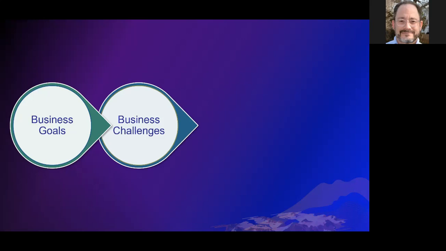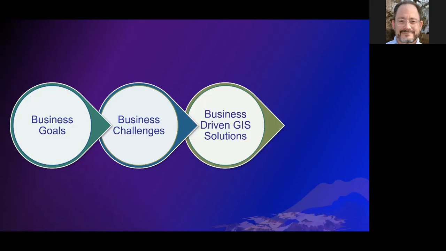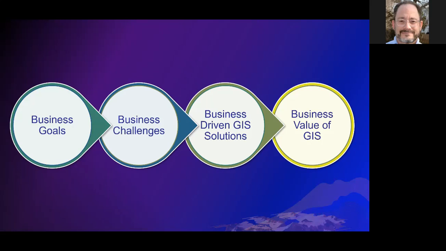Now, when they identify goals, you also need to identify the challenges. What is keeping the organization from reaching those goals? Once we know what those are, we can propose and put together some business-driven GIS solutions that are going to help us mitigate or overcome those challenges and actually reach those goals. And if we do that, we get business value from GIS. So this alignment of our GIS to the business takes place in these 4 steps.